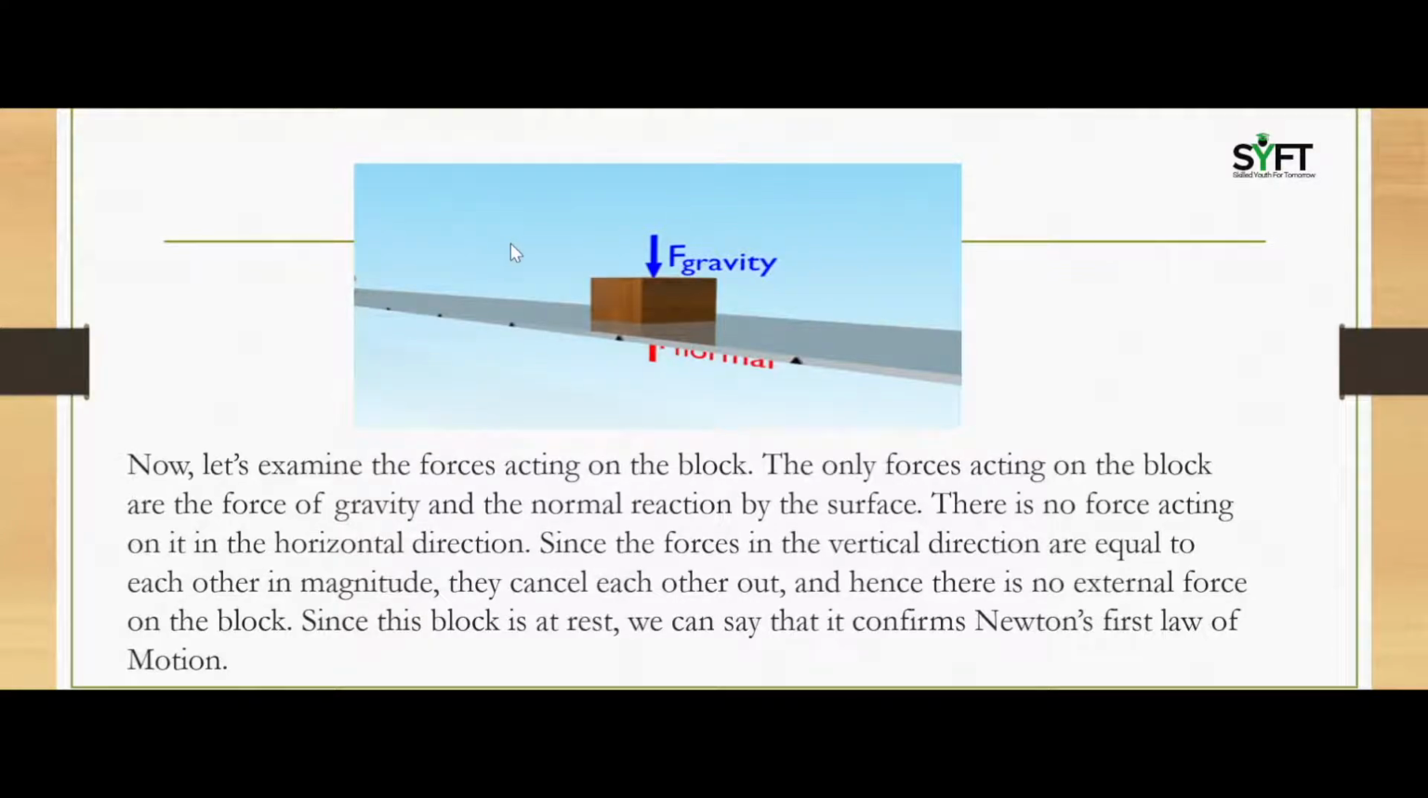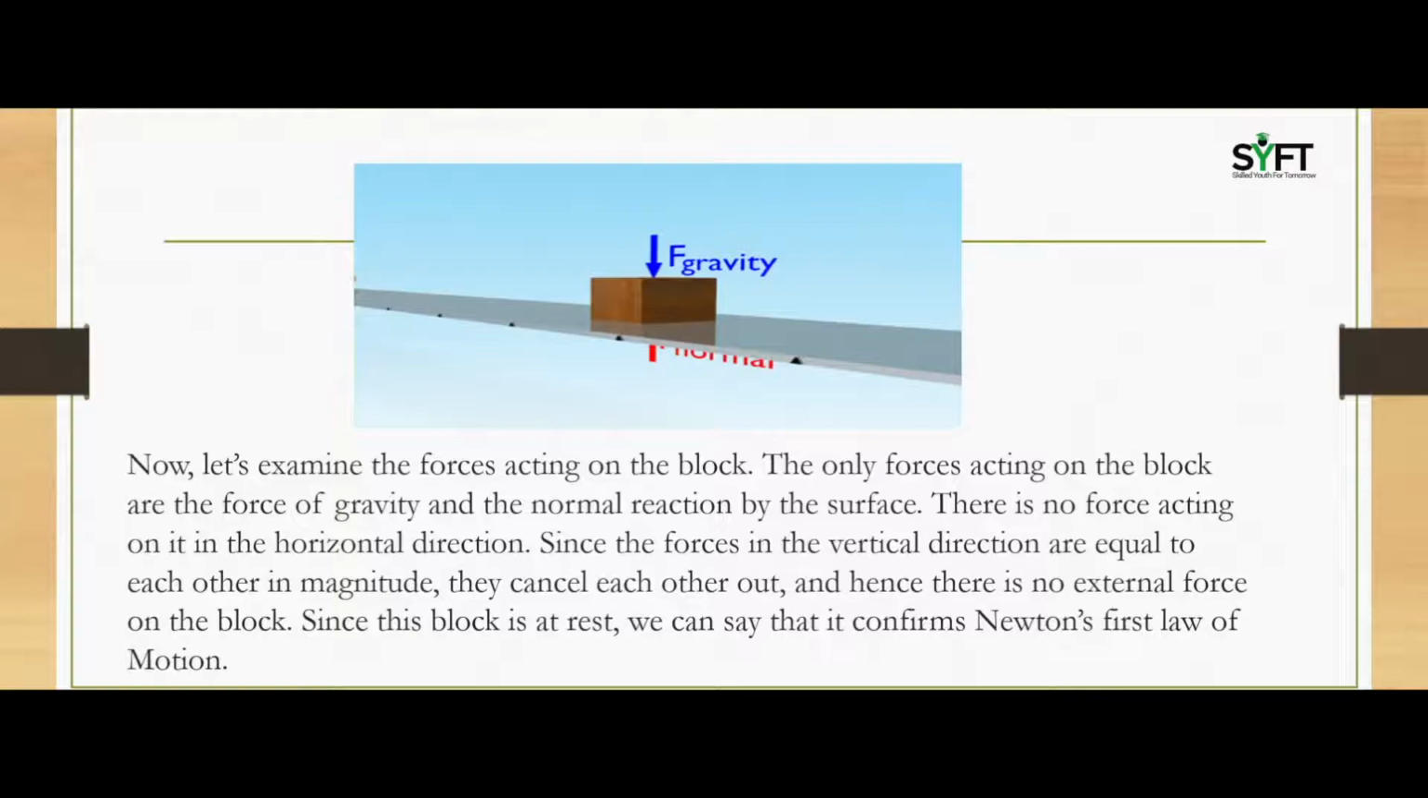Here we have given an image where a block is placed on the floor. Now let us examine the forces acting on the block. The only forces acting on the block are the force of gravity and the normal reaction by the surface. There is no force acting on it in the horizontal direction. Since the forces in the vertical direction are equal in magnitude, they cancel each other out and hence there is no external force on the block. Since this block is at rest, we can say that it confirms Newton's first law of motion.